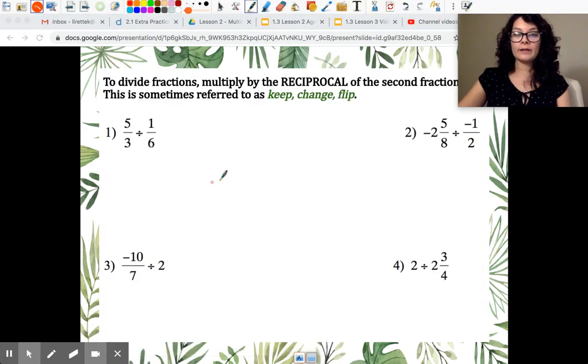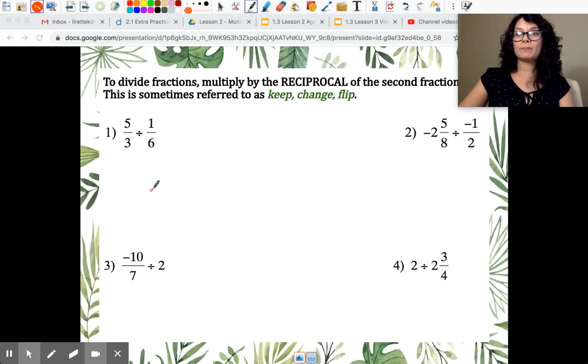Okay, so now let's talk about dividing fractions. Again, if you're using a calculator, your calculator should be doing this part for you, but I'm going to show you how to do it without. Now, before you divide fractions, you actually want to rewrite it as a multiplication problem. You're going to multiply the first fraction by the reciprocal of the second.